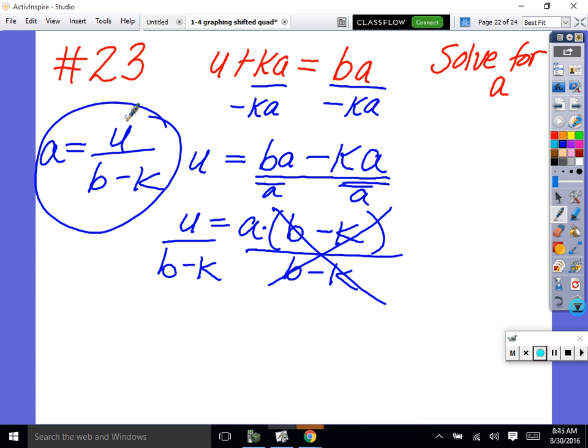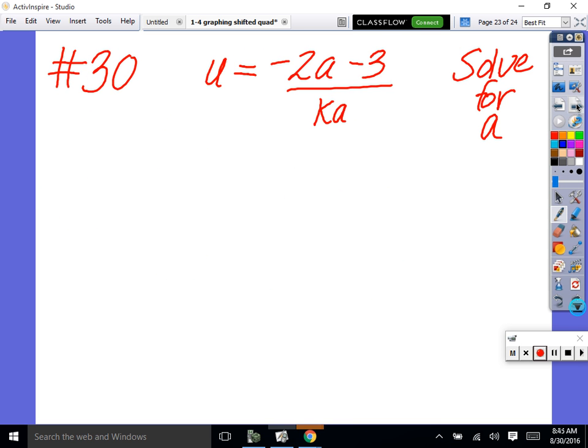Okay, let's do number 30. Let's do number 30, and the rest of the time will be yours to practice. You'll have 15 minutes to practice those. Here we go. Number 30, it says solve for a. On number 30, we have two a's, right? Now, this one's a little bit trickier because we need to get all the a's to one side of the equation and everything else to the other.